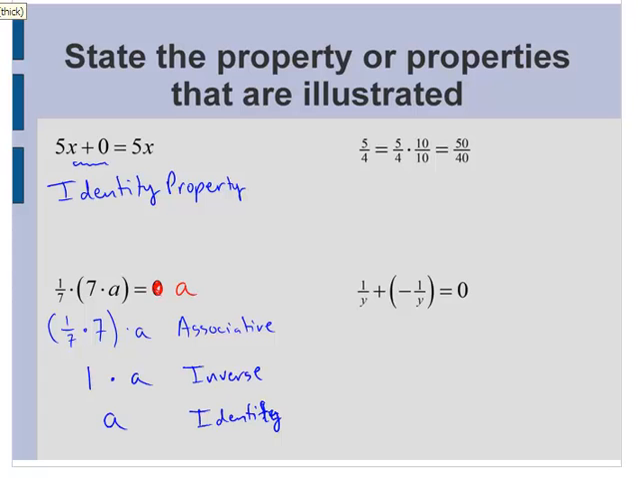So in going from the initial statement, looking at the left-hand side, to the first step, I used the associative property, and from there to the second line, I used an inverse, and to get to the third line, I used the identity property.